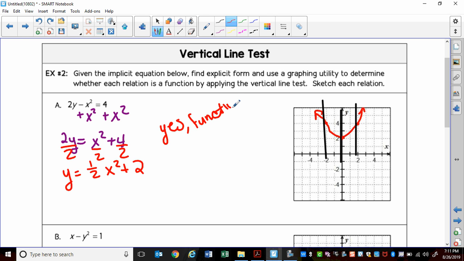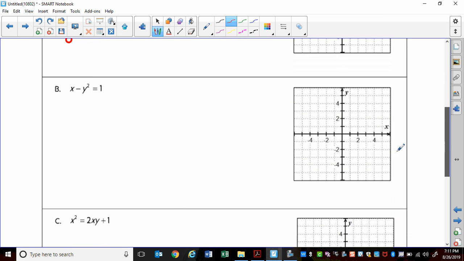Kind of went over this last time. Let's look at this one. This is a little bit different. So I'm still solving for y. I have to subtract x on both sides. And I'm going to get negative y squared equals negative x plus 1. And I still have to divide by negative 1 to get rid of the negative.